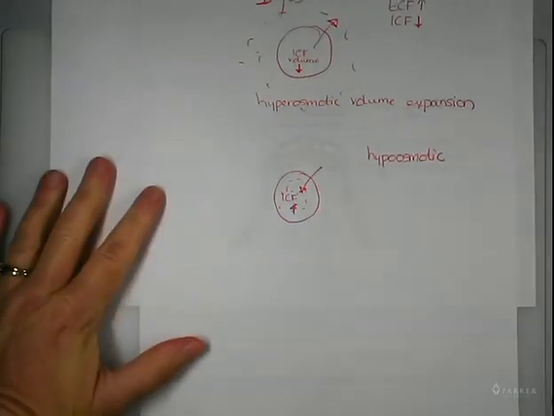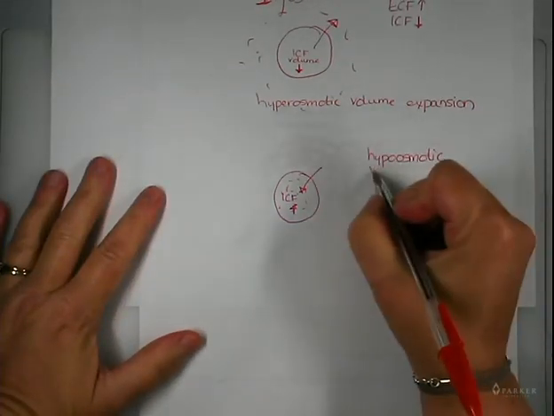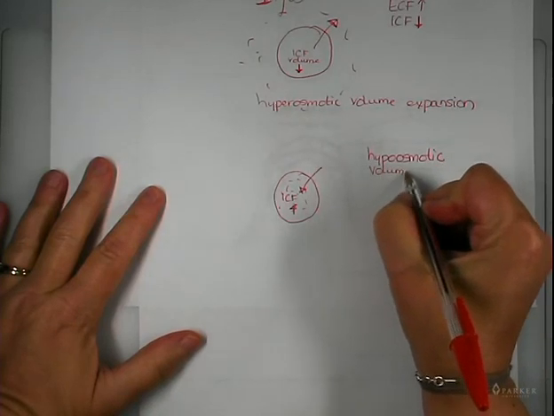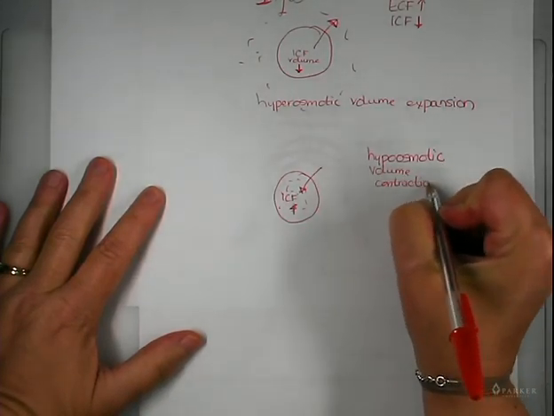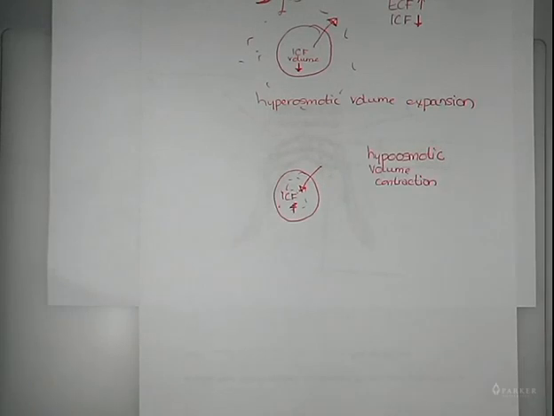Decrease. So hypoosmotic volume contraction. Remember, people with Addison's disease, usually the reason why they first appear, they're in the emergency room because they're in shock because of the loss in blood volume and their blood pressure. So they have hypoosmotic volume contraction.